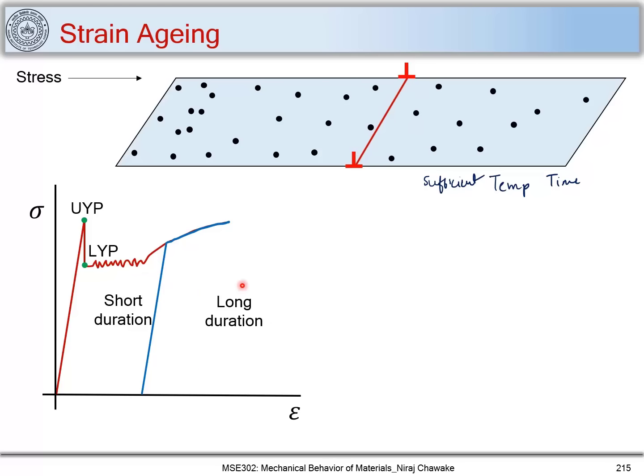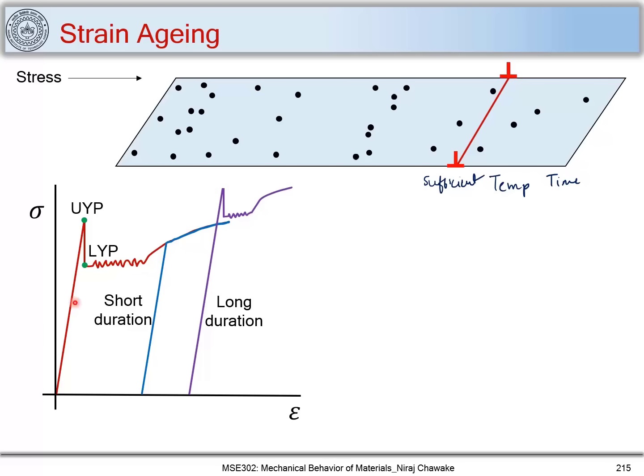So if after a long duration you try deforming it, what is happening? These carbon atoms will again form a Cottrell atmosphere, and again you need a higher amount of stress to unlock them. And then again you can see that the yield point phenomenon has come back in the sample.